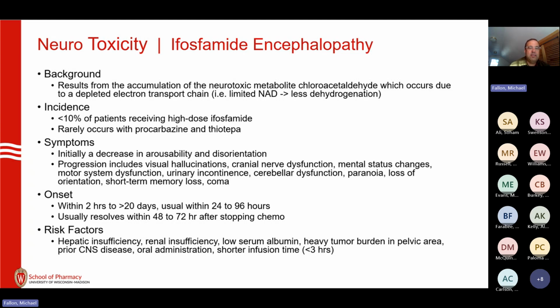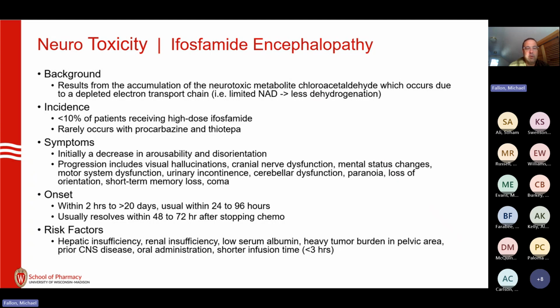It's almost always associated with a risk factor. So their tumor might be involved in their liver. They might have poor nutrition status, so their albumin is low. And usually they'll have more than one of the risk factors noted at the bottom. So they'll have like kidney injury plus low albumin, or low albumin plus prior CNS disease. It's almost never just one of those.